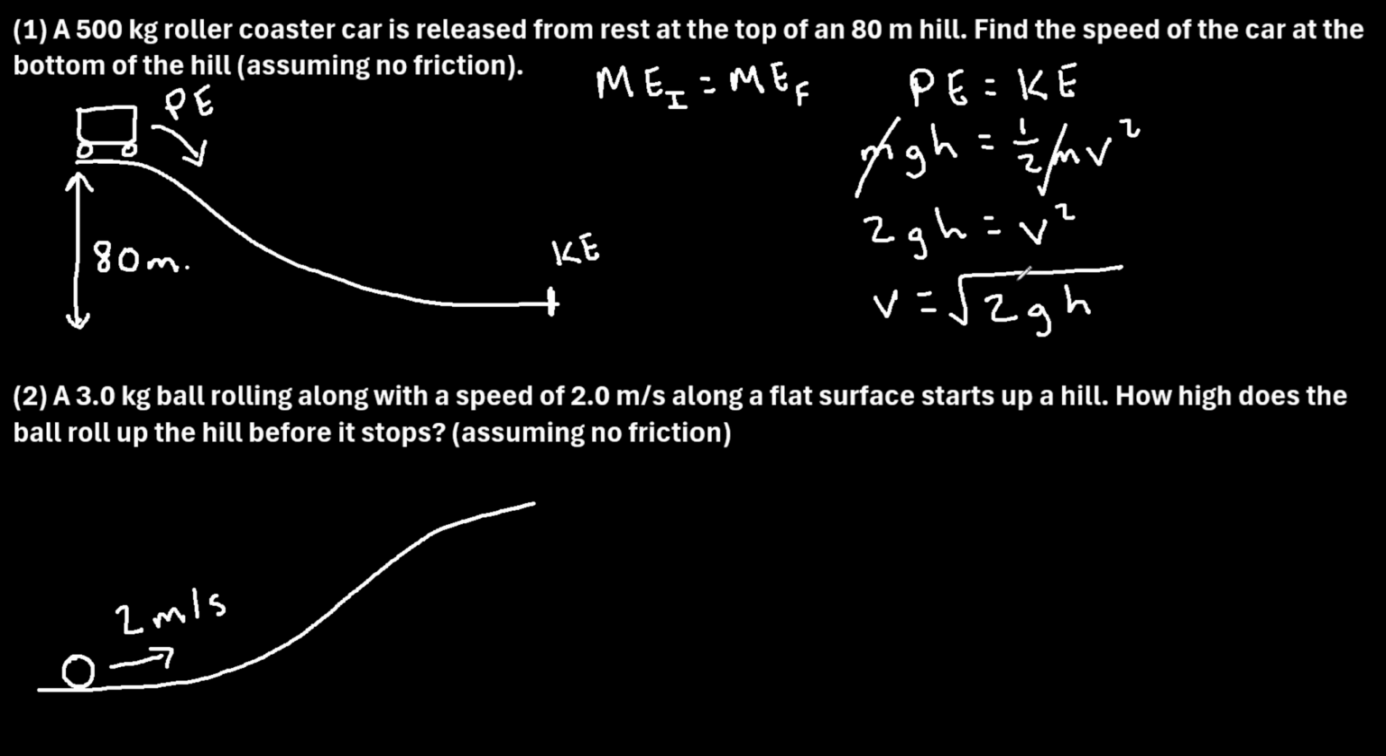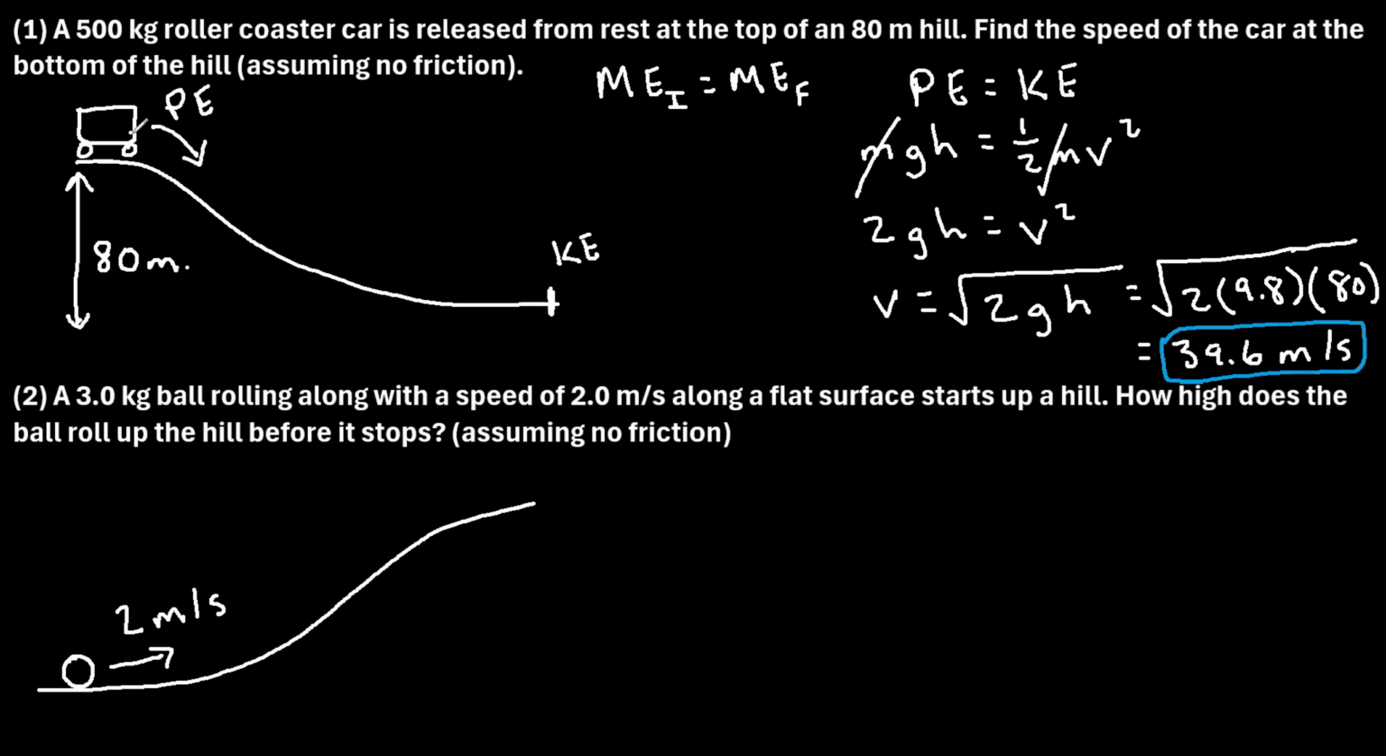So if we fill in these values, we get the square root of 2 times the magnitude of gravity, which is 9.8 meters per second squared, and the height we know is 80 meters, so that will be 80. And when you punch this into a calculator, this comes out to about 39.6. And since we're talking about velocity, our units will be meters per second. So that will be the final speed of this roller coaster car when it actually reaches the bottom of the hill.